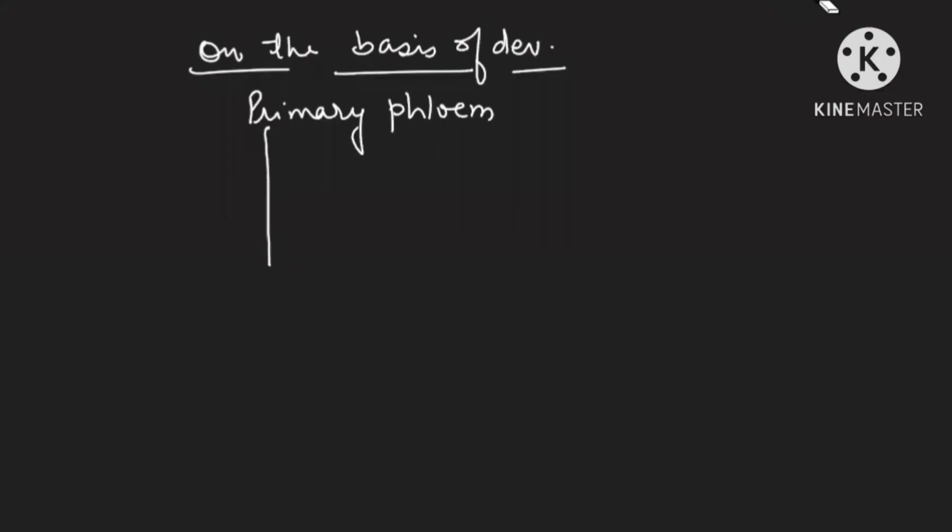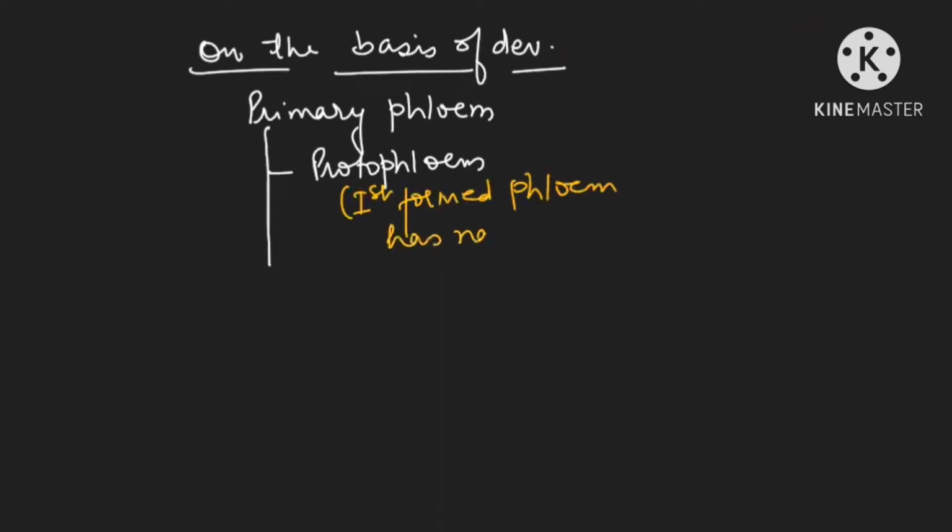Now on the basis of development, primary phloem is of two types. Protophloem means it is the first formed phloem. As it is first formed phloem, it will have narrow sieve tubes.